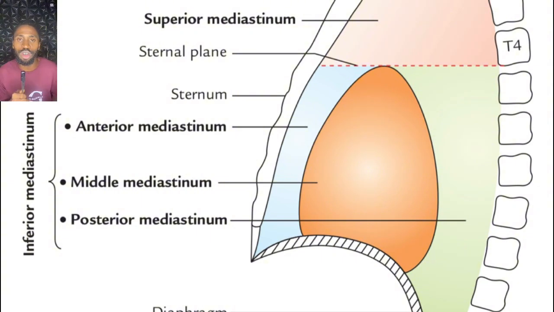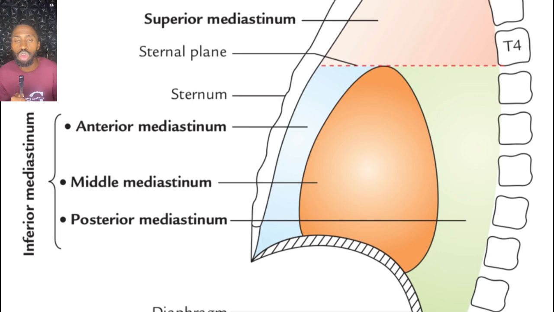Anteriorly, it is bounded by the body of the sternum. Posteriorly, it is bounded from T5 downwards, so you have T5, T6. From T4 upwards is the posterior boundary of the superior mediastinum, while below T5 is the posterior boundary of the inferior mediastinum. Inferiorly it is bounded by the diaphragm. Also at the sides, it is bounded by the mediastinal pleura.